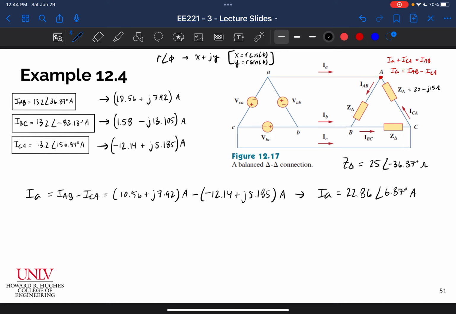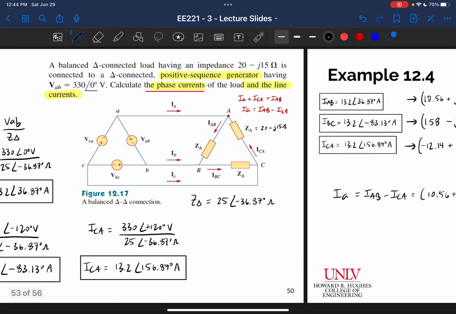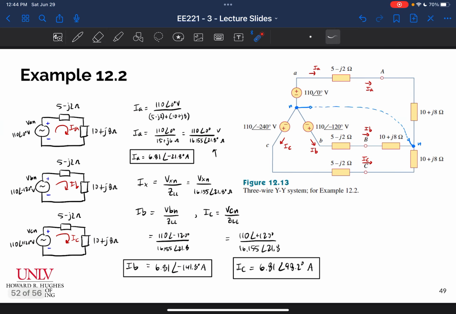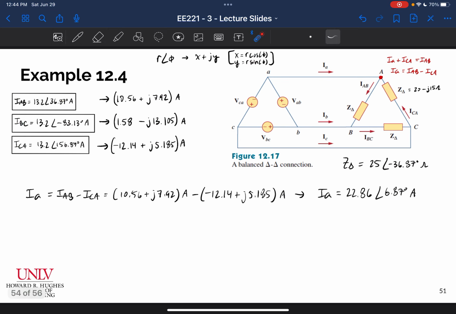Okay, and so now, again, we have some options. We could go through and carry out the math for the rest of these, or we could go back and look at the table. Let's take a look at what the table says, because I actually haven't looked at it yet. So for delta to delta, if we're trying to find line voltages and line currents, okay, yeah, they used some different math here. They just took the value here, scaled it by √3, and phase shifted it by 30 degrees. Is that what we're seeing here? Let's see.